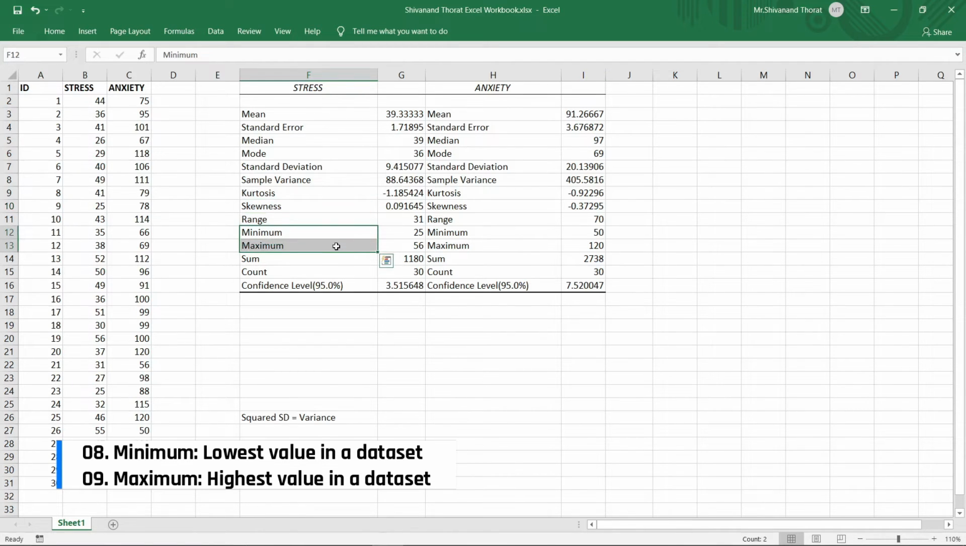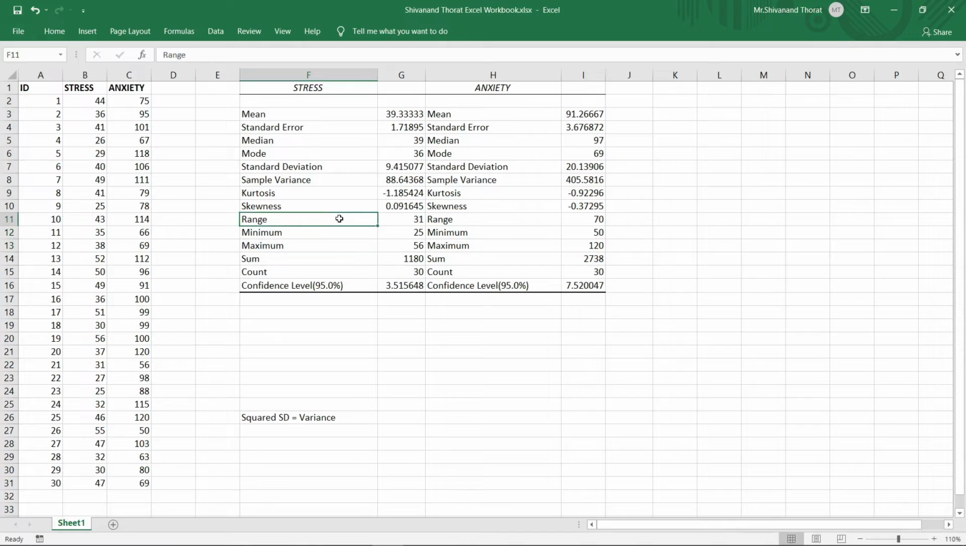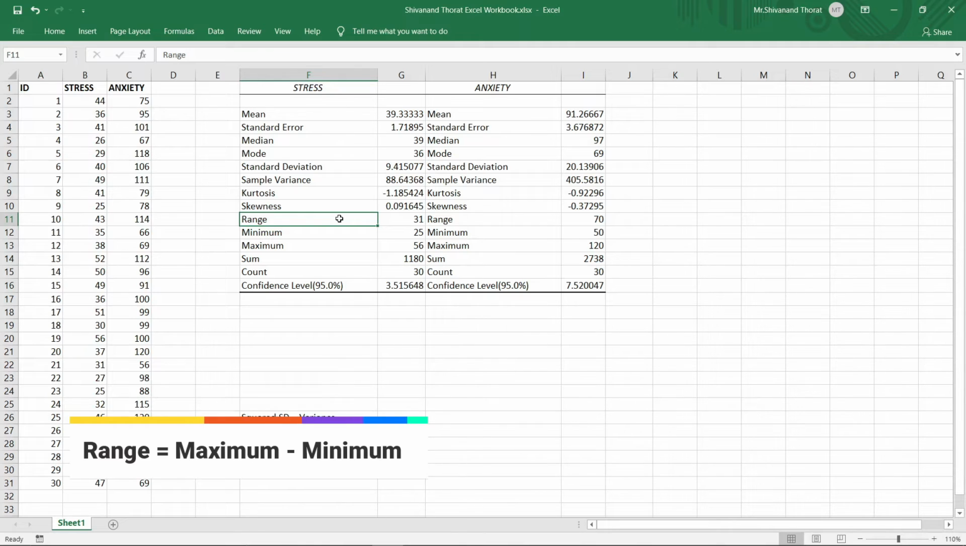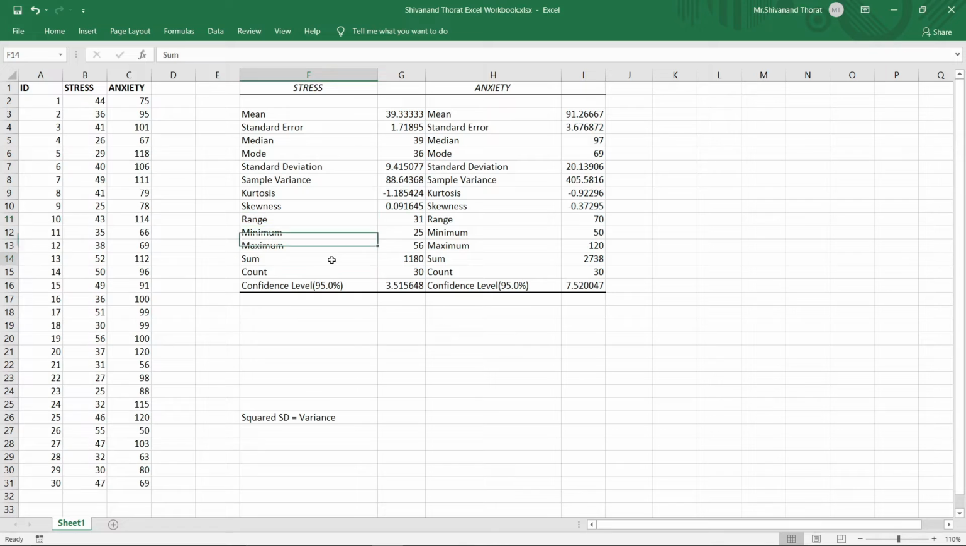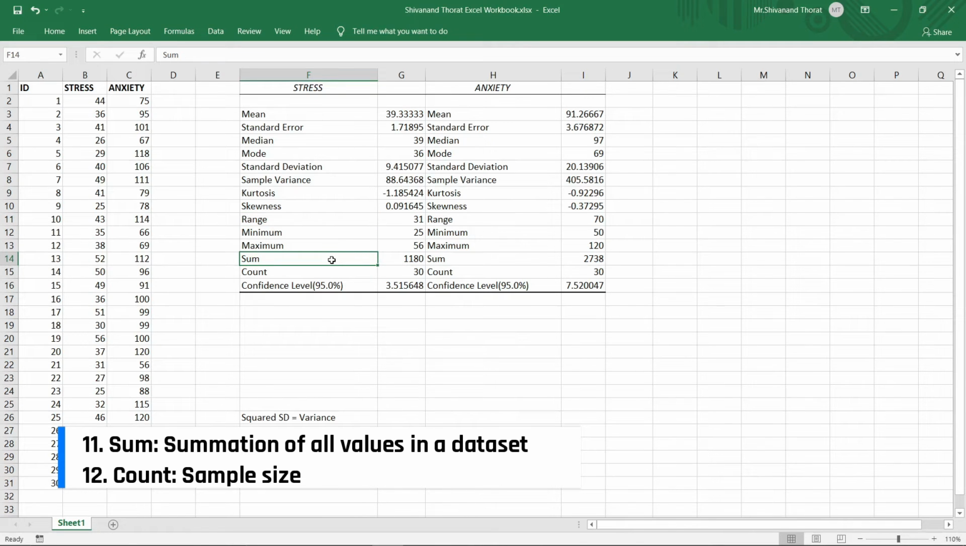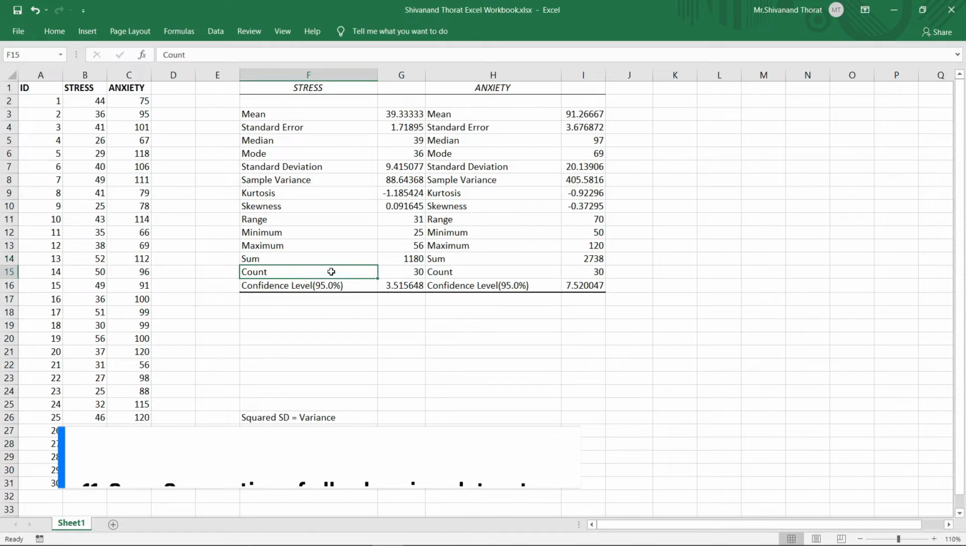The minimum and the maximum values are the lowest and the highest values in the dataset. Range is calculated by subtracting the lowest value from the highest value. That is, maximum minus minimum gives you range. Sum is summation of all scores and count is a sample size.